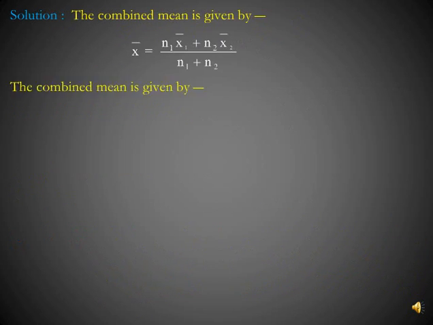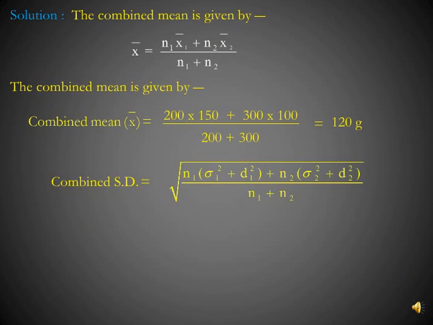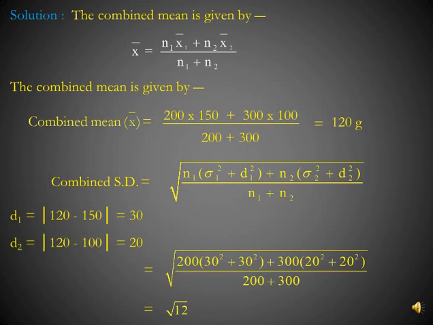Here the combined mean is given by this formula. So combined mean is 200 into 150 plus 300 into 100 upon 200 plus 300. So it comes to 120 grams. Now we know the formula for combined standard deviation. It is this. But first we will calculate D1 and D2. D1 is 120 minus 150, that is 30, and D2 is 120 minus 100, that is 20. So putting the values in this formula, we will get our combined standard deviation as 34.64 grams.